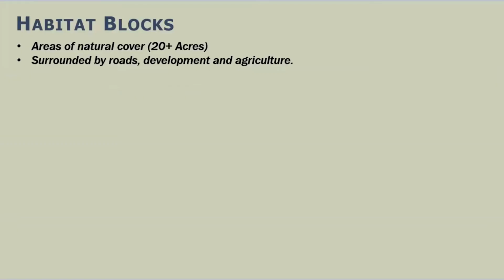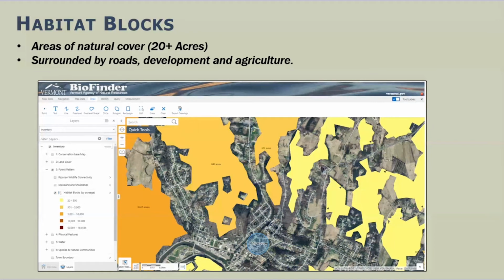Hubbard Park is an area that we call a habitat block. And what I mean by a habitat block is an area of natural cover that's 20 acres or larger and surrounded by roads, development, and agriculture. So the Agency of Natural Resources undertook an effort to map all of the areas in Vermont that met that criteria. So chances are there's a habitat block like this near you. Now note that this has nothing to do with land ownership. This is just natural land cover, so forests and wetlands and areas that just aren't developed.